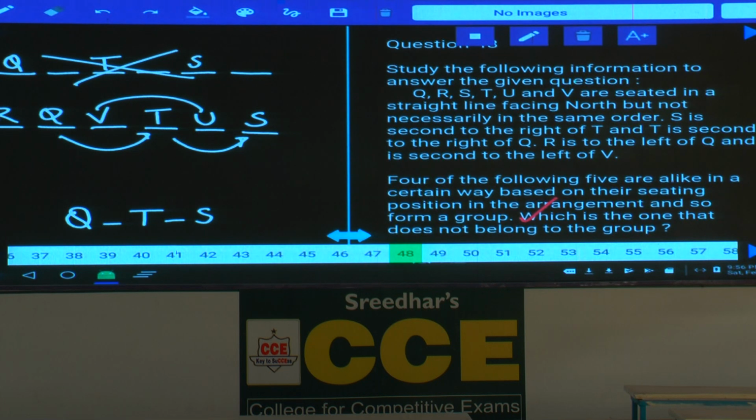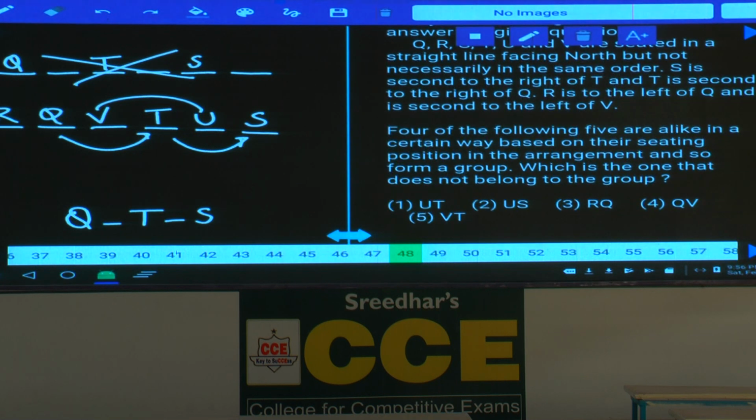Then question 48. Four of the following is nothing but an odd man out. Tell me what is the relation between U and T? The options are U and T, U and S, S and Q, R and Q, Q and V, and V and T. Now tell me what is your answer here?